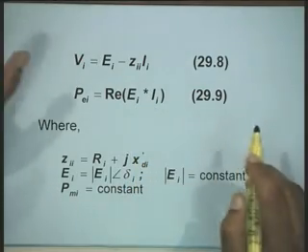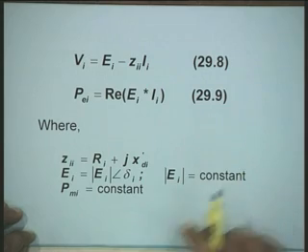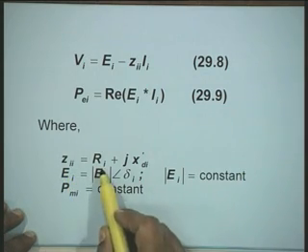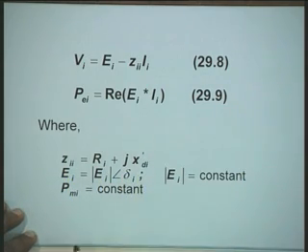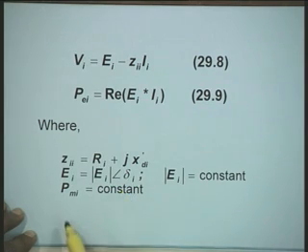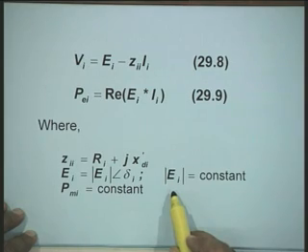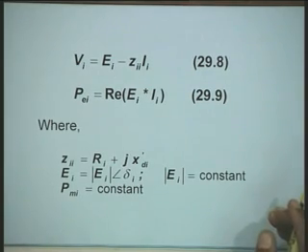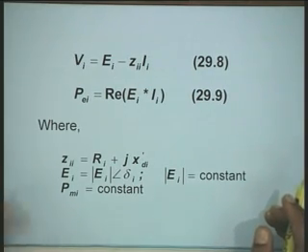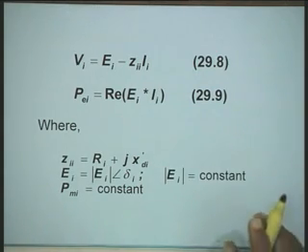This is just to repeat, actually there is nothing new, this we all know. Okay. Where our definition for Z ii is R i plus j times x d i prime, E i is magnitude E i angle delta i, P m i is a constant, and the magnitude of E i is also constant, because it is a classical model. Right? We represent the generator by a constant voltage behind direct axis transient reactance.